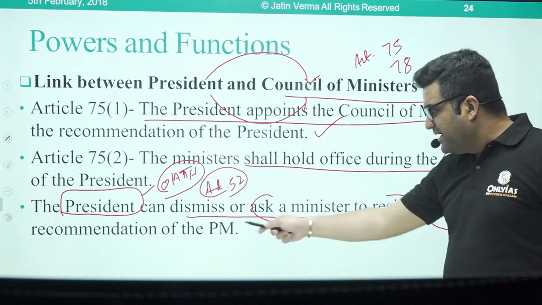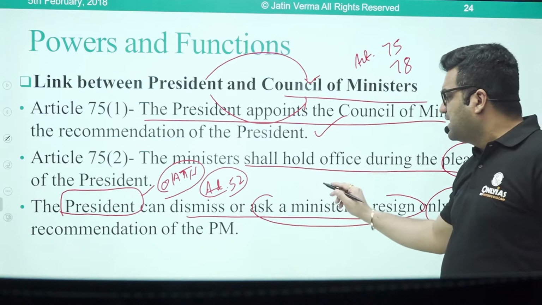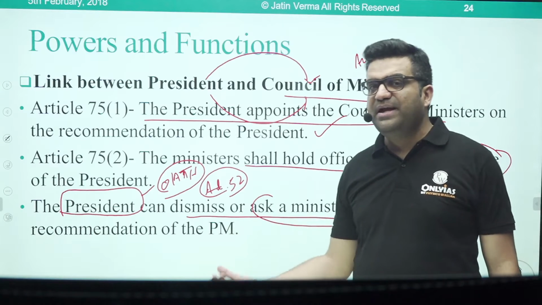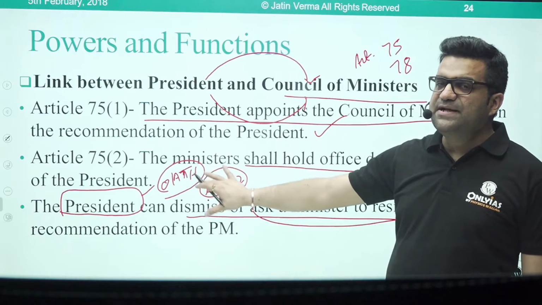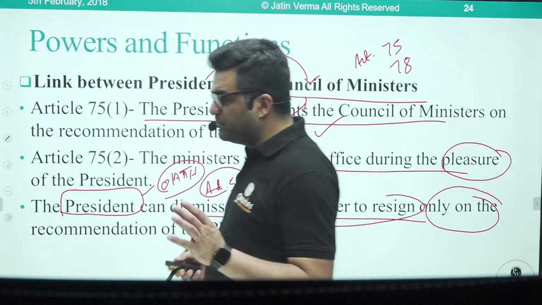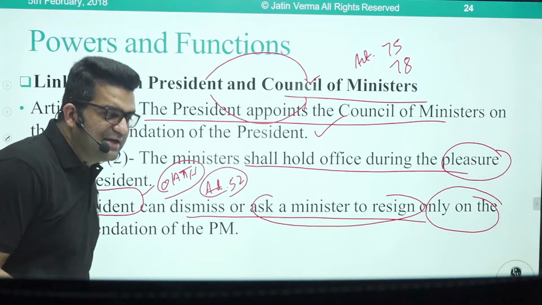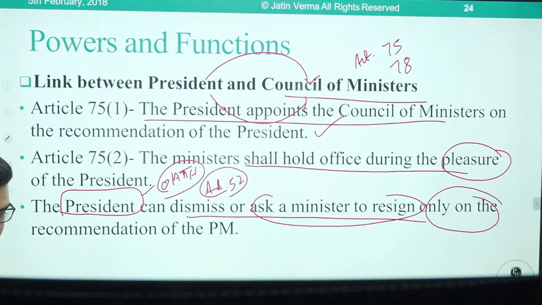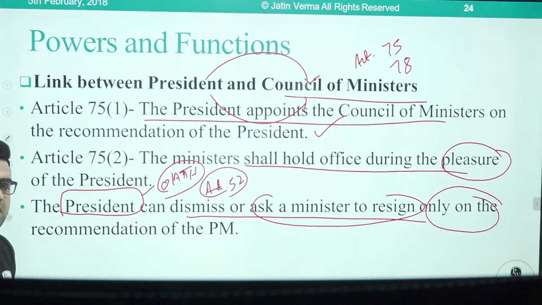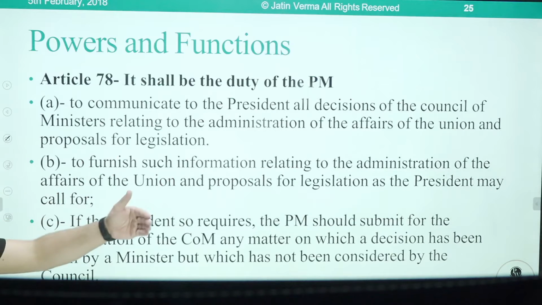But here this Article 75 clause 2 comes into conflict with Article 52. Even though this is the discussion for mains, sometimes this kind of an explanation, understanding is required in some of the prelims questions also. So bear this in mind. Article 52 requires him to protect, preserve and promote the constitution, whereas Article 75 says that the President cannot dismiss even a corrupt minister without the aid and advice of the Council of Ministers, right? Same applies to the governor also, sir.